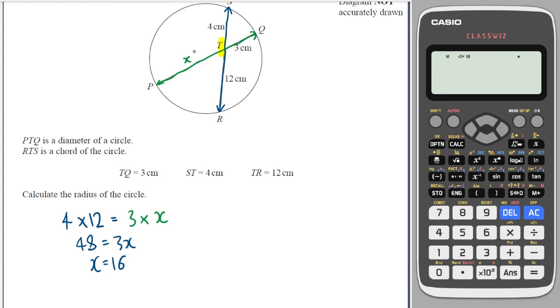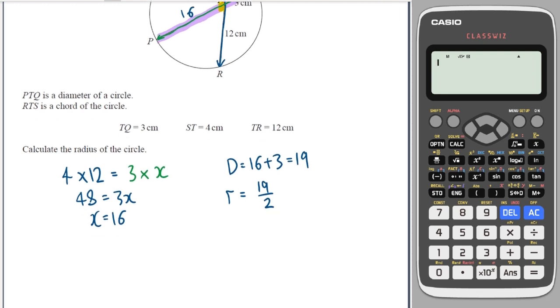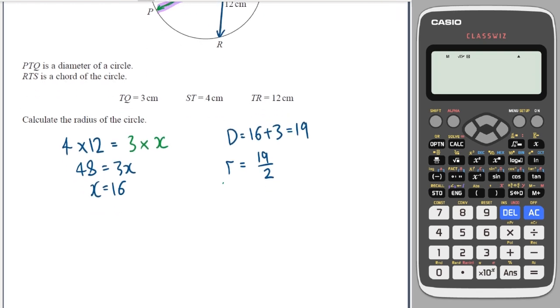Okay, so if x is 16, then we now know the diameter of the circle, which is from one side to the other, is 16 plus 3. So the diameter is 16 plus 3, which is 19, which means the radius is 19 over 2, or 9.5. Either's fine.